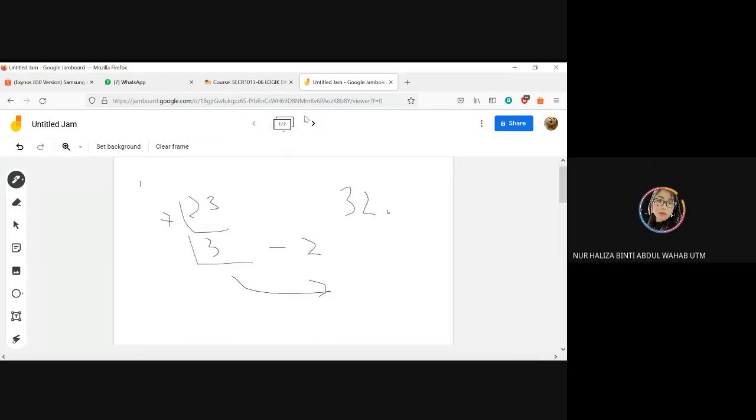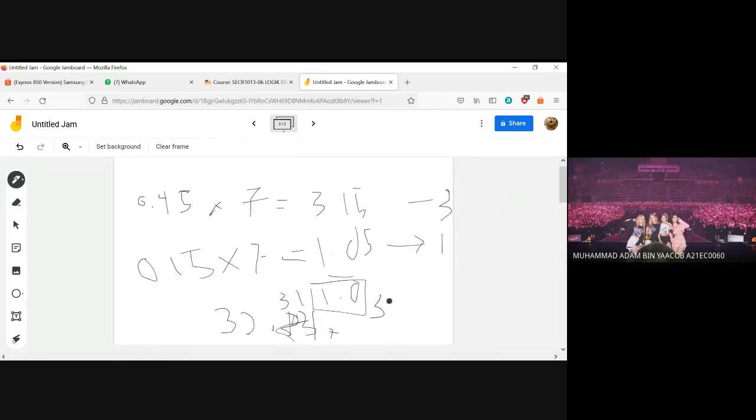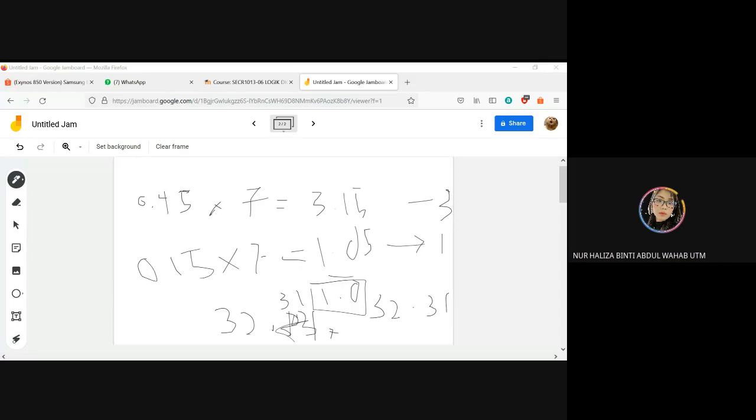The correct answer is 32.31. But I don't know whether it is correct or not because I didn't calculate it, but the method is correct. So you need to do that. Okay, thank you. Okay, we continue. Is there any question related to this?